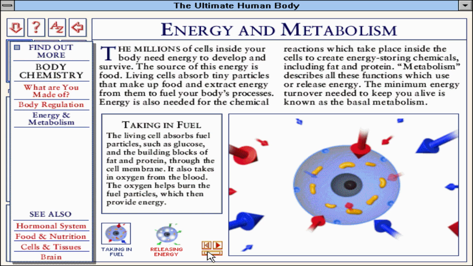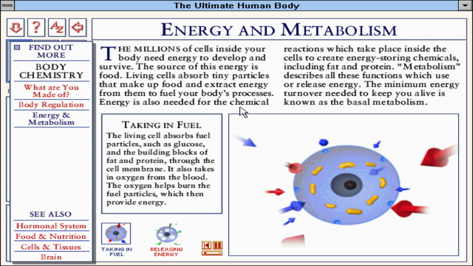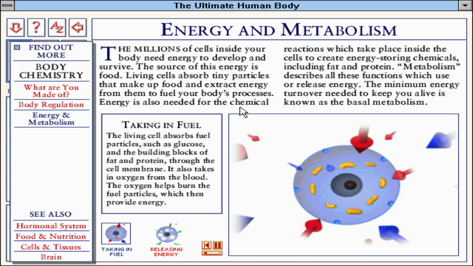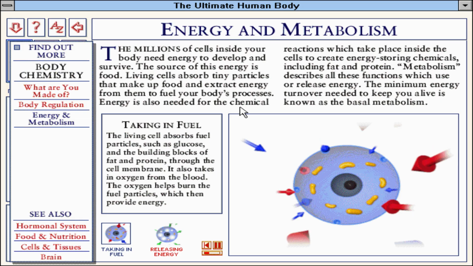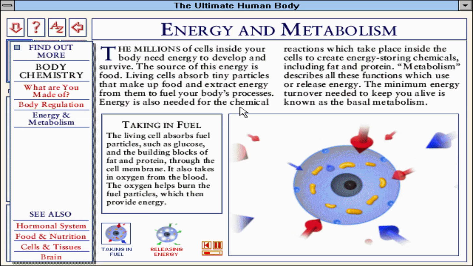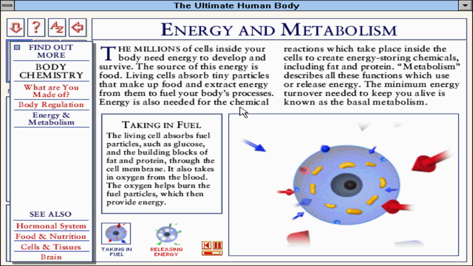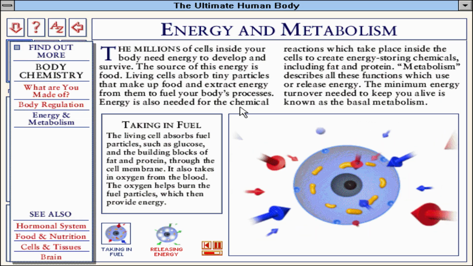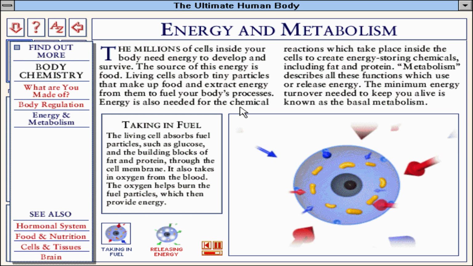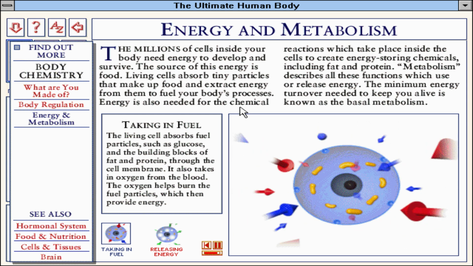Energy and metabolism. Your body's cells are constantly supplied with food and oxygen from the bloodstream. The blue arrows represent food and the red arrows oxygen. Parts of the food are used as fuel by the cell to release energy for vital functions. Other parts are used to maintain and repair the cell itself.